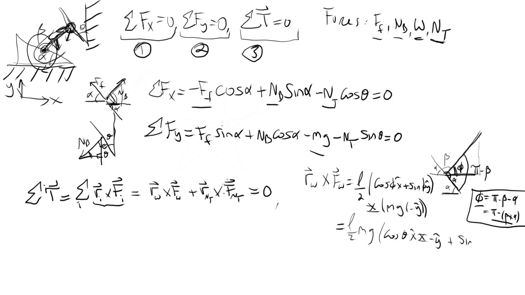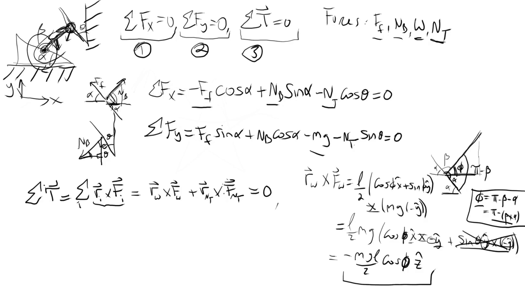plus sine theta y hat cross minus y hat. But y hat cross minus y hat is just a vector in one direction crossed with itself, so that goes away. That's 0. And x hat cross y hat is z hat, so this minus sign just gives me a minus z. And so this torque is minus mg L over 2 cosine theta, and of course, where I meant theta, I meant phi, cosine phi in the z hat direction. That's one torque.